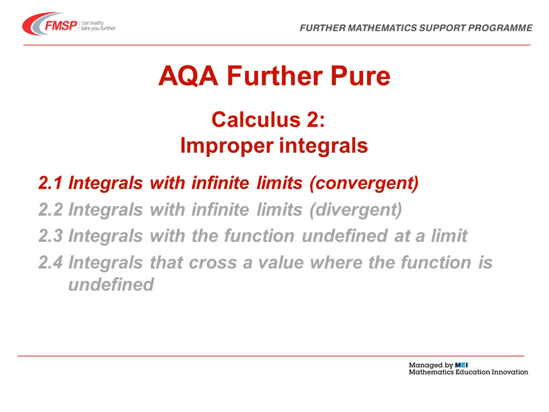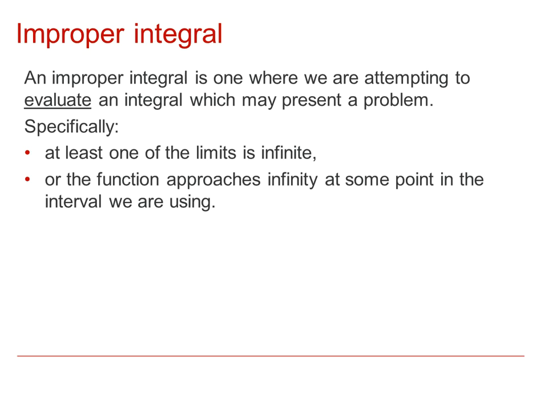This is a video for AQA Further Pure Mathematics, Calculus Section 2.1, Integrals with infinite limits, but where the value of the integral is convergent. By an improper integral, we mean one that we're trying to evaluate, but where the evaluation may present some problem. For example, one of the limits may be infinite, so we might be trying to evaluate the integral from 2 up to infinity of x dx.